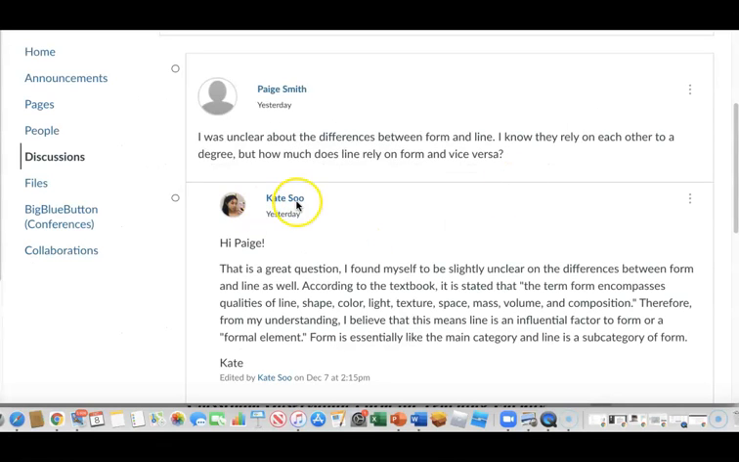And Kate pinpointed this really effectively. She wrote, form is essentially like the main category, and line, a specific element of form, is a subcategory. So this came up in more than one discussion group.